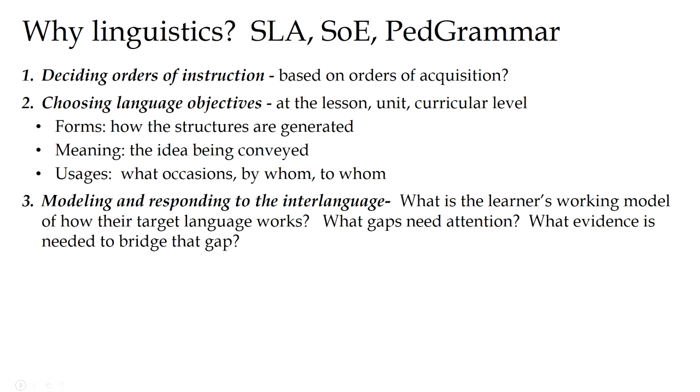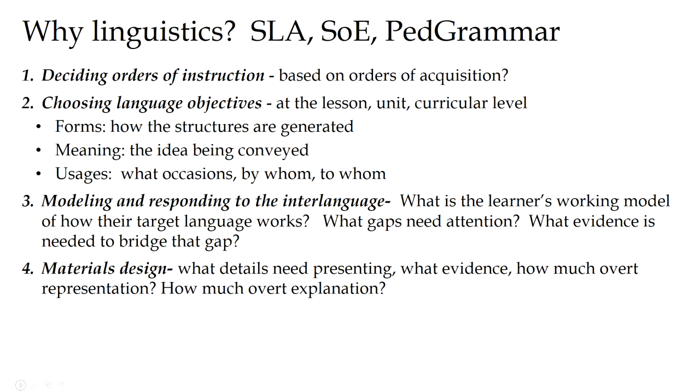So thinking about what is a learner's interlanguage, what's going on in their brain, how do I respond to it? What gaps are there in their working model, and what evidence do I need to present to the learner in order to help them bridge that gap between their working model and the target? Materials design: what details need presenting, what evidence we give for those details or for the structures that we're choosing. How much overt representation, so how much do we ask the learners to talk about the language, to be able to describe, to diagram, to chart the ways the language works? How much overt explanation? How much do we talk to the learners or explain how it's working versus let them tell us how they think the language is working?